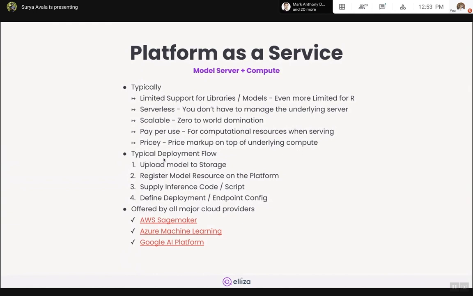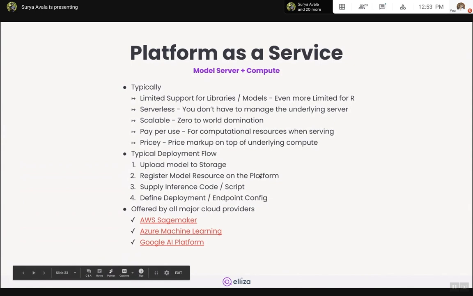So the typical deployment flow is something like this, where we would have to upload our model to their storage, and then we would have to register a model resource on the platform. This is the custom resource on their platforms, and then we would have to supply an inference code or script, and then define the deployment or endpoint config. This is usually the typical flow in deploying stuff onto these platform as a service ML platforms.